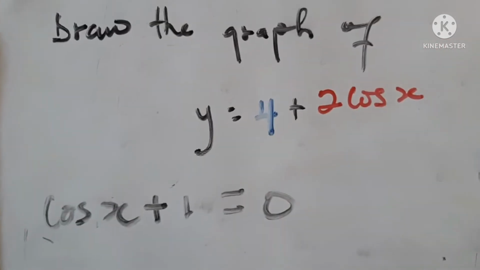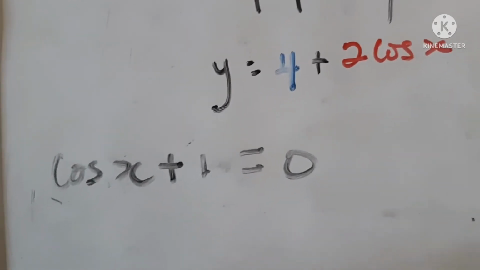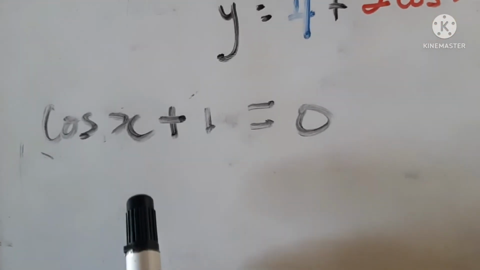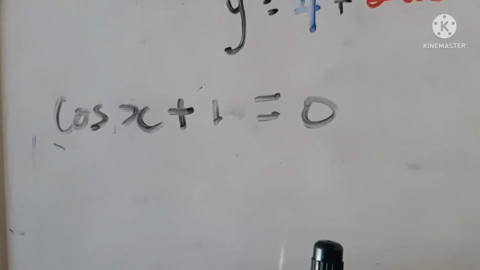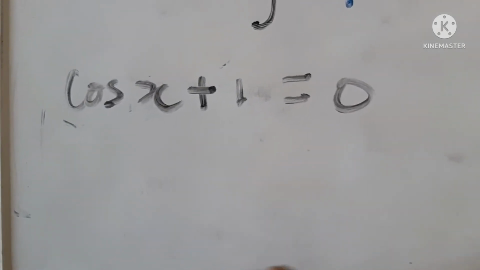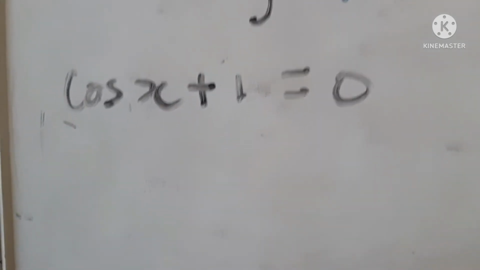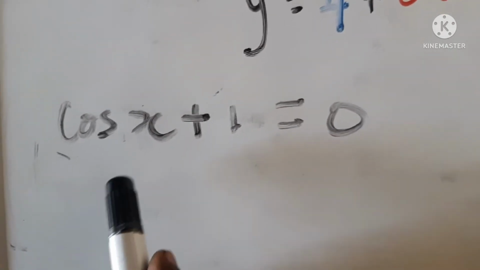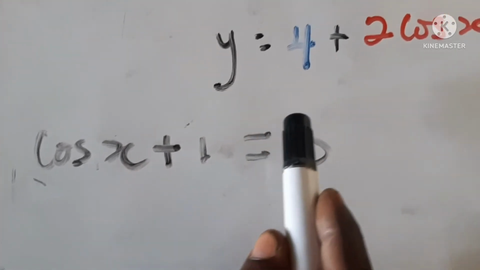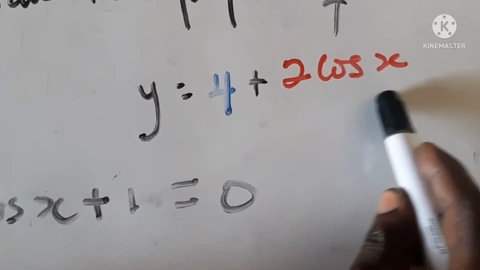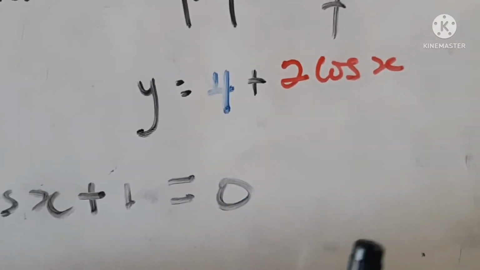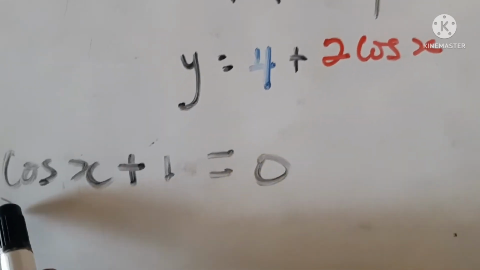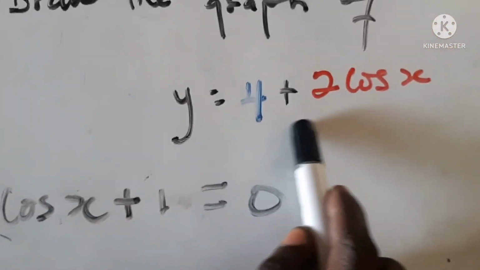Now look at the next one. So now this is the second part. They say you should find the solution set of cos x plus 1 equal to 0. Remember, there's an emphasis that says using your graph. So the trick to this is that you must make sure that this expression looks similar to the function that's being given to you, right? So this is the function: we have 4 plus 2 cos x. You have to make sure that whatever you have been given looks similar to this one, right?